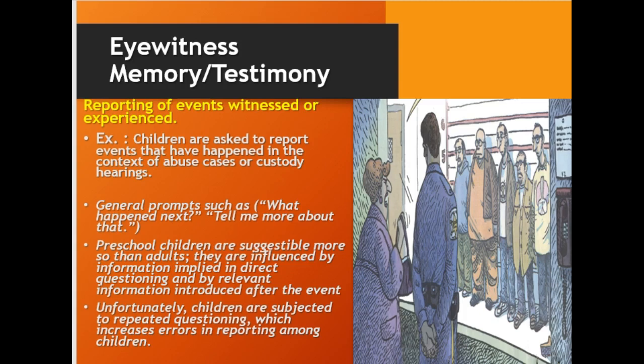Here are other examples. For example, children are asked to report events that have happened in the context of abuse cases or custody hearings. A lot of times, children are given all of these prompts to get them to talk about what happened. Tell me more about that. And younger children are highly influenced by all of these implied questions, about events that may or may not have happened, but something to suggest to them that they probably did happen. But unfortunately, they keep asking them these repeated questions over and over, and of course it increases errors and they don't know. They become confused.